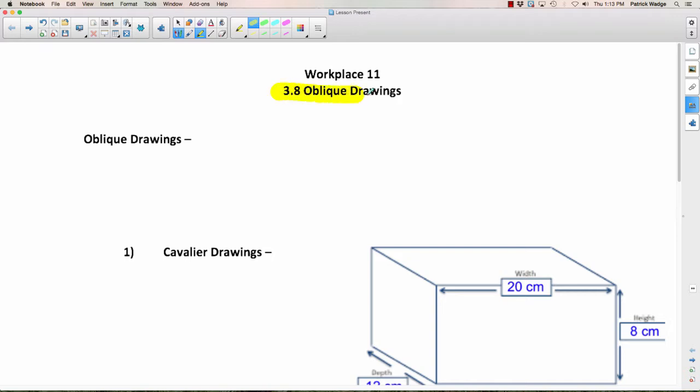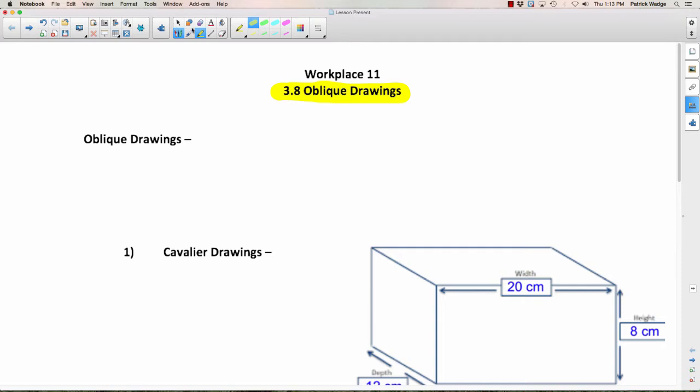So this is 3.8 on oblique drawings. We're going to look at two types of oblique drawings. Oblique drawings, remember, are examples of pictorial drawings. We did one of those last day when we did isometric drawings, and we've also done them when we did the perspective drawings, the 1-point and 2-point perspective drawings. These are all pictorial drawings.